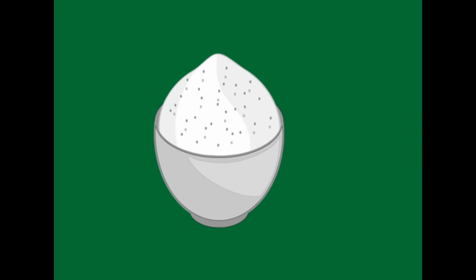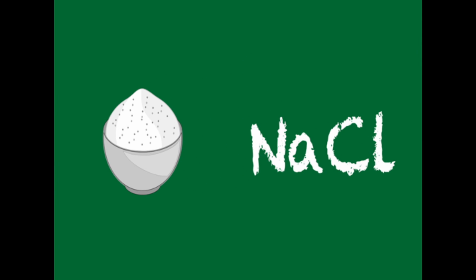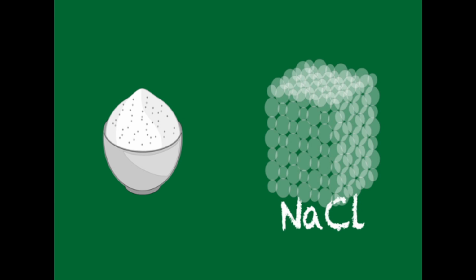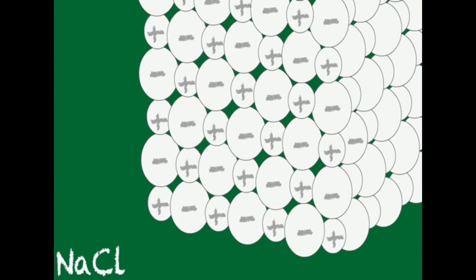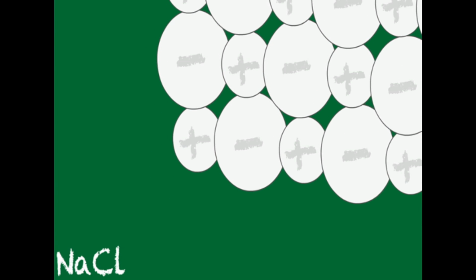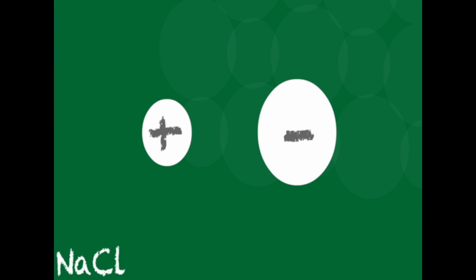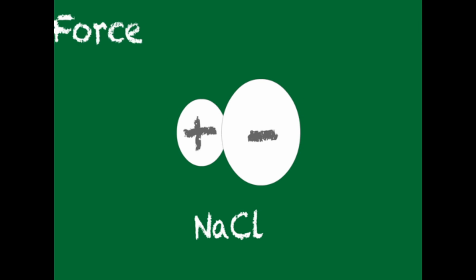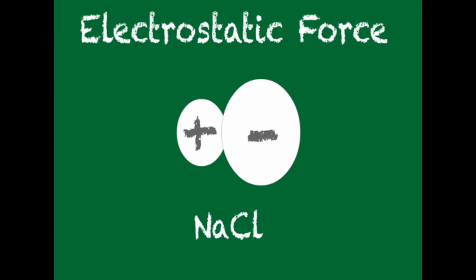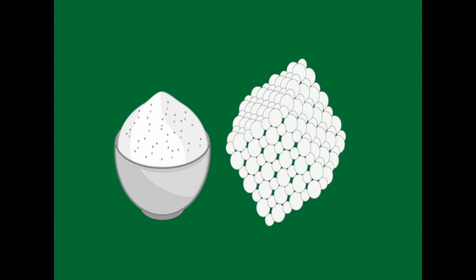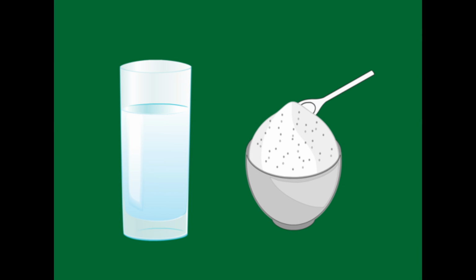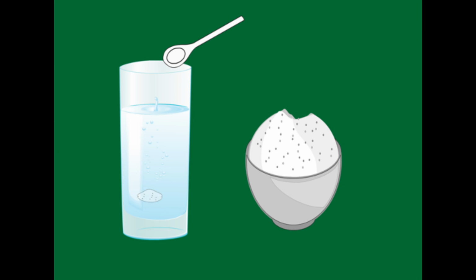How about this? This is salt, also known as sodium chloride. Salt has a crystalline structure that is comprised of positive sodium and negative chloride ions. The force between these charged ions is the electrostatic force of attraction, otherwise known as ionic bond. When in water, it dissolves. But let's see what's really happening at the microscopic level.